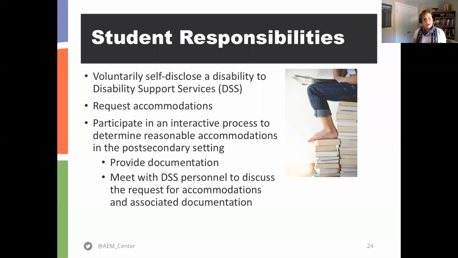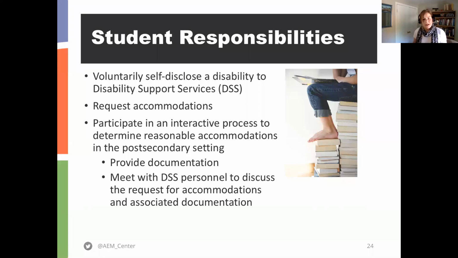So they need to be able to have a knowledgeable discussion about what their history of accommodations has been, why those accommodations were needed. Very helpful if they're well versed in their documentation so that they can speak to those accommodations and why they were important. So this is part of the student responsibility in higher ed.